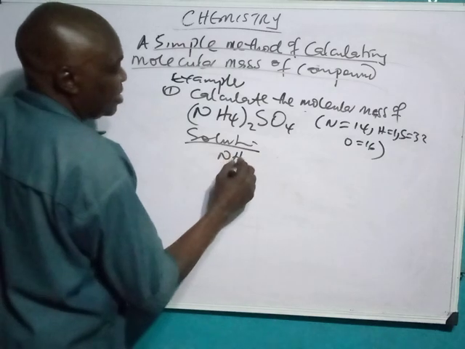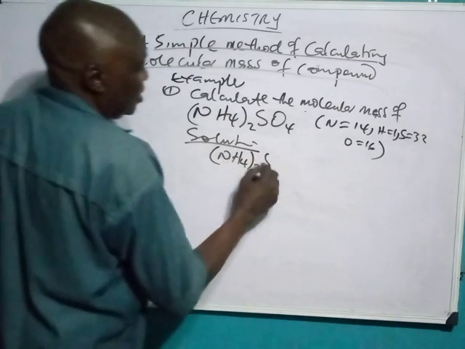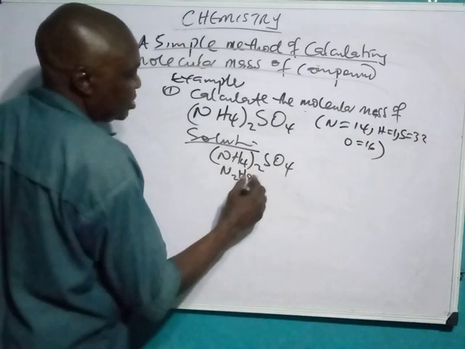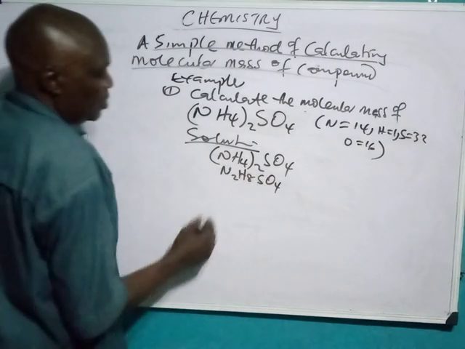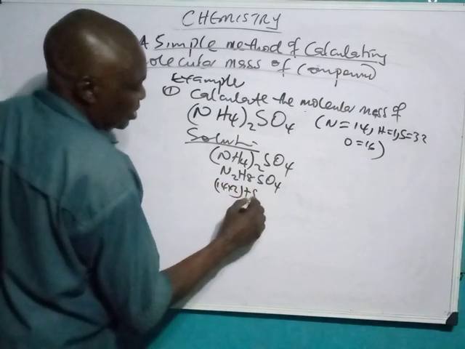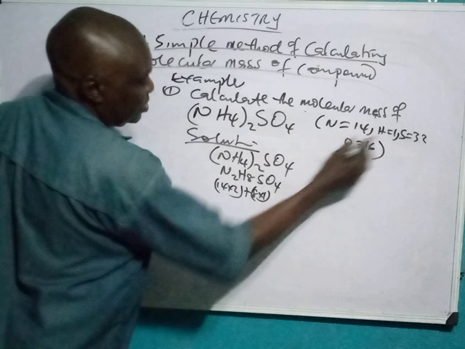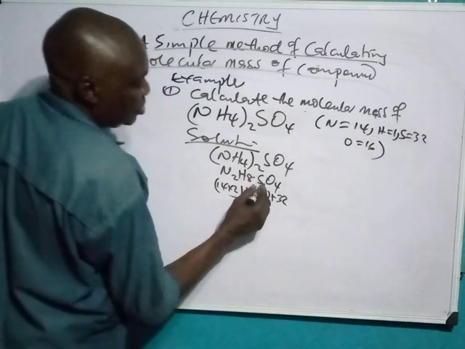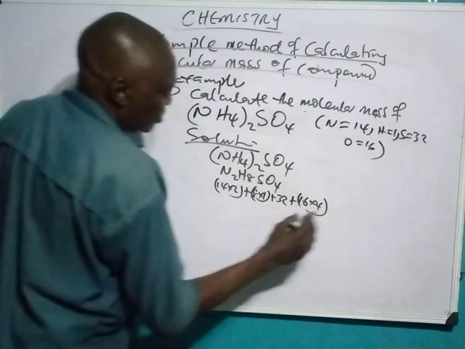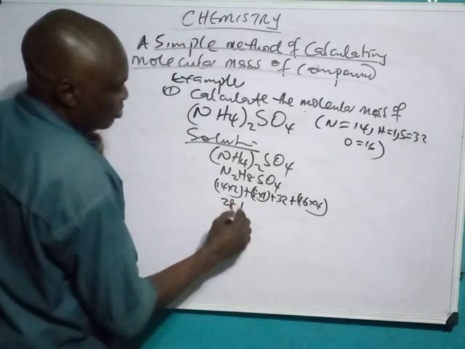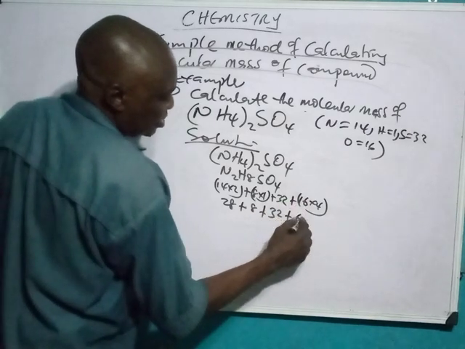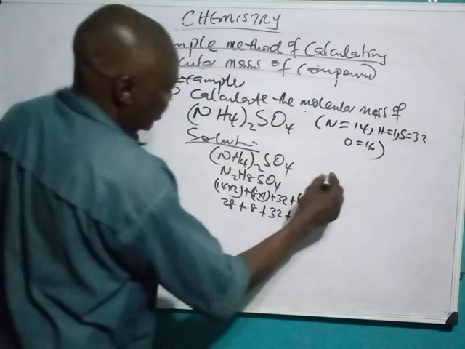Let's try it again. This one makes it clearer so that you have the question, (NH4)2SO4. Like I said, remove the bracket: N2H8SO4. So N is 14. 14 times 2 plus 8 times 1, remember hydrogen is 1, plus 32. Nothing to times with it, plus just 1, plus 16 times 4. So this is 28 plus 8 plus 32 plus 64.